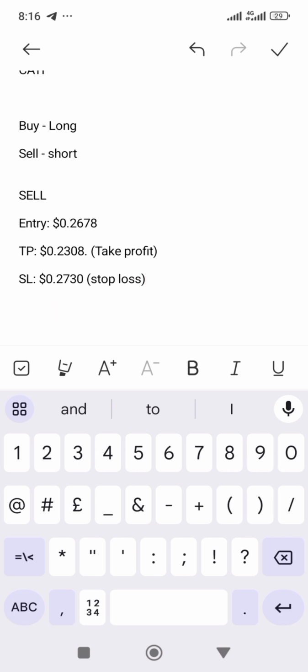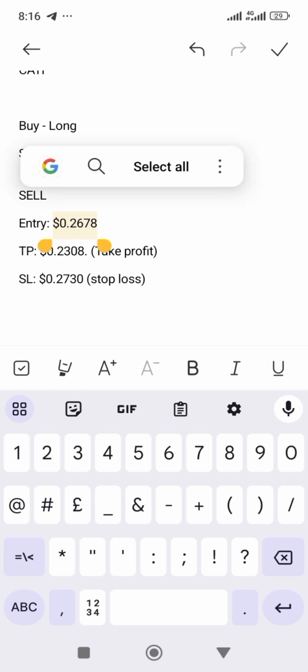Now, you do not do this without setting your SL, stop loss. Stop loss means if the trade refuses to go my way and is going the other way, instead of me losing all my money, please lose only this bit of money. Remember, our entry is 0.2678. Stop loss means, and we are trying to sell, so if this market does not go down and it keeps going up to 0.2730, please terminate the trade and close it.